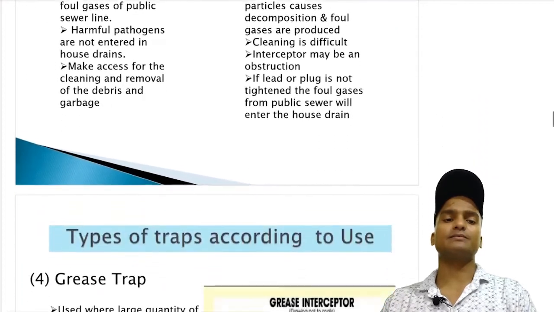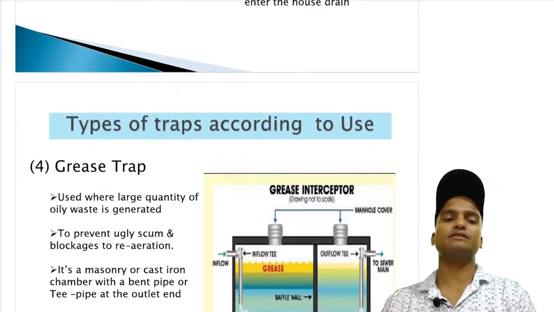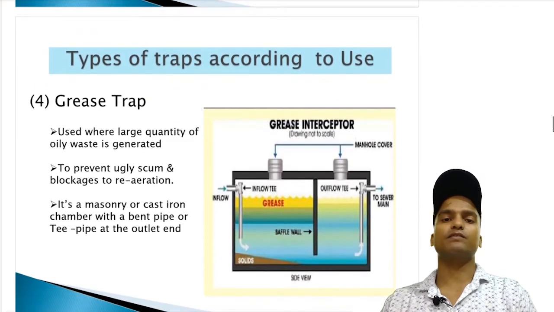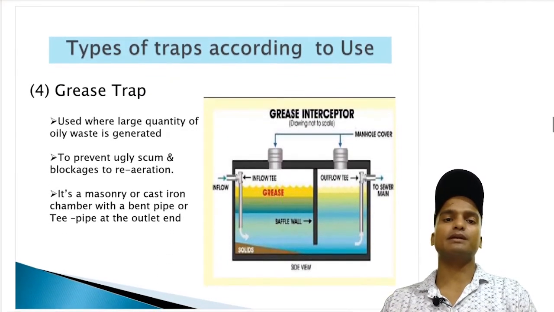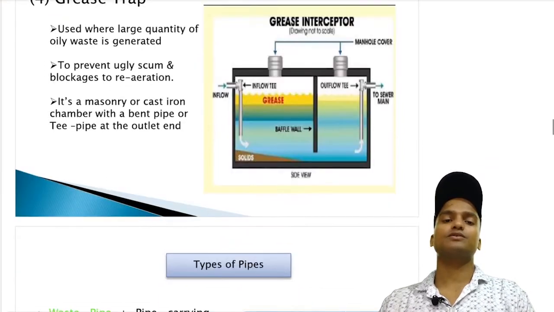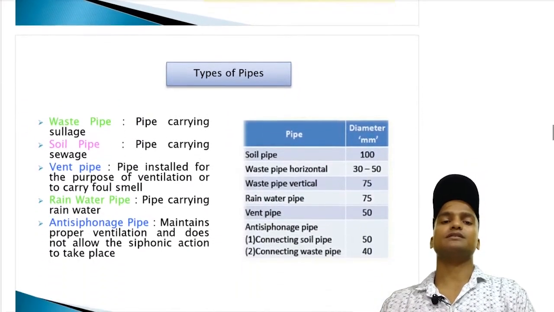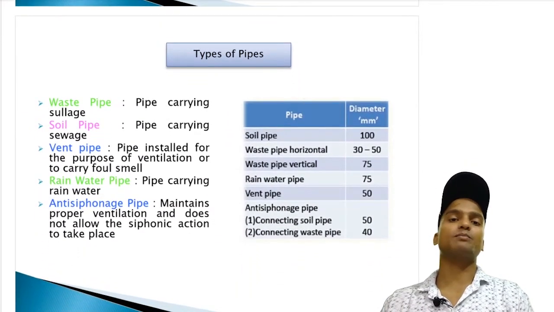Alright. And then comes the grease trap, where a large quantity of oily waste is generated, mostly in food processing units or big mega kitchens. It is always used, which prevents the formation of ugly scum, which would ultimately cause blockage and affect re-aeration. All this we have discussed in a separate video. So let us start understanding these types of pipes.